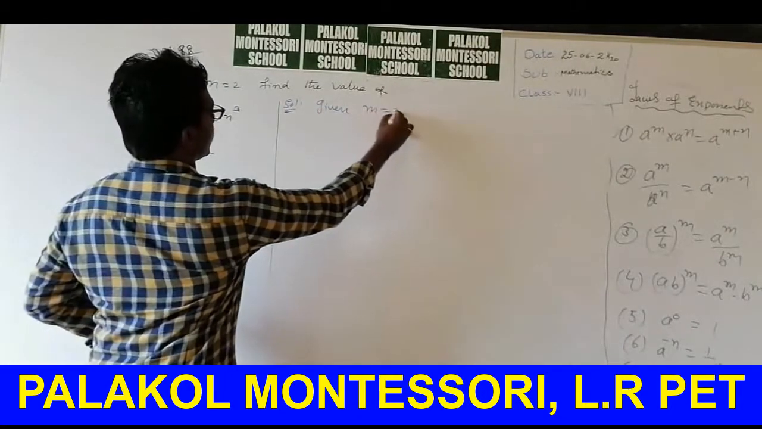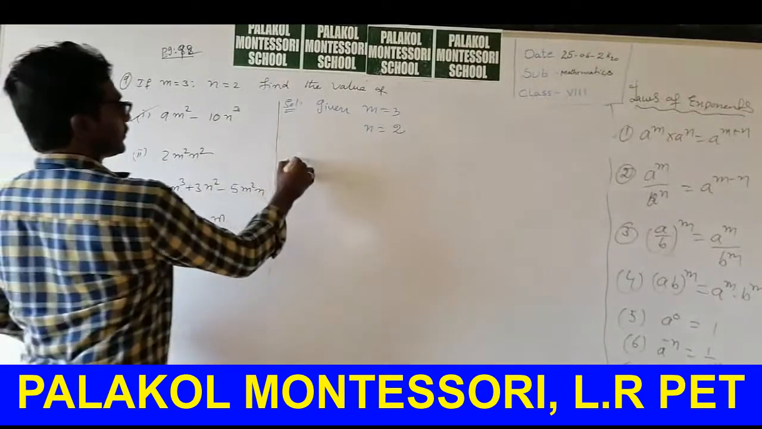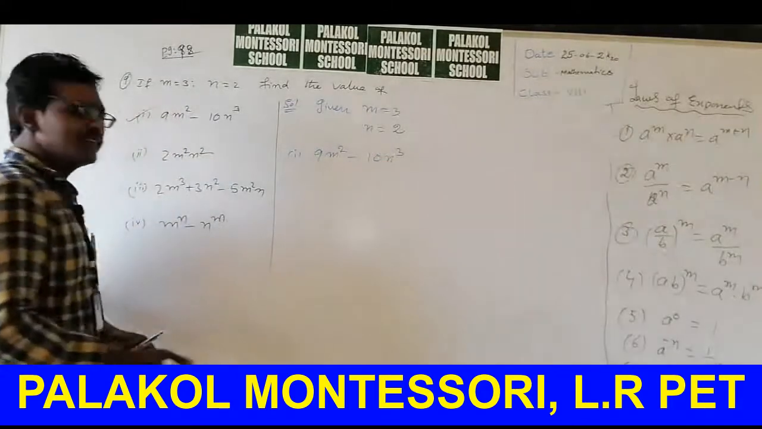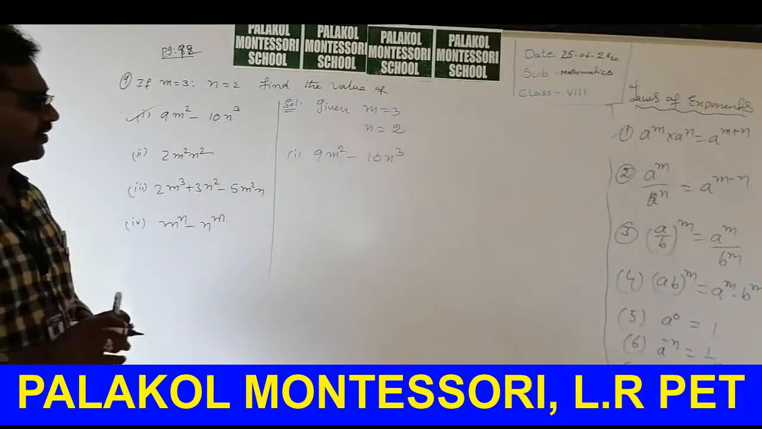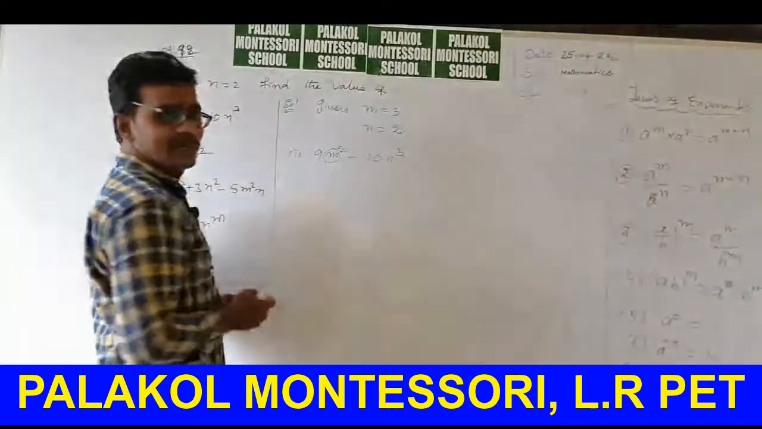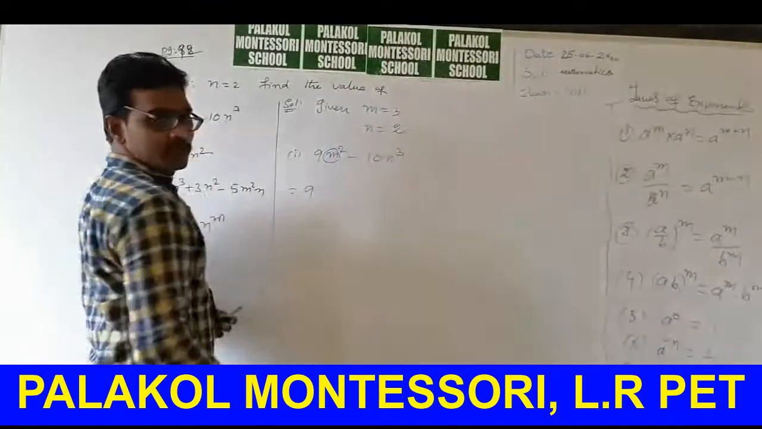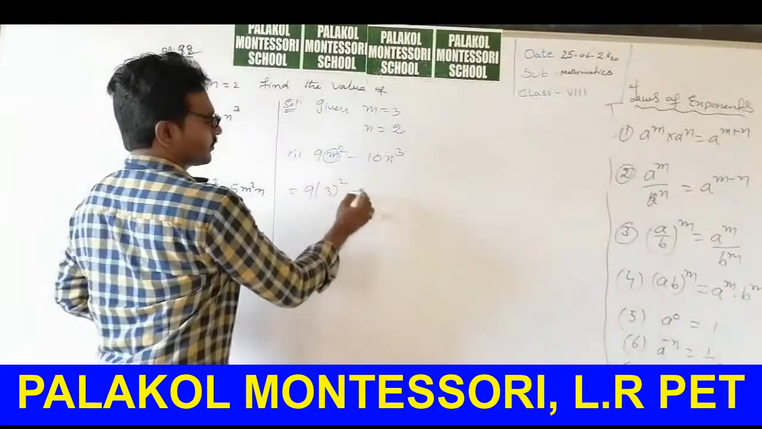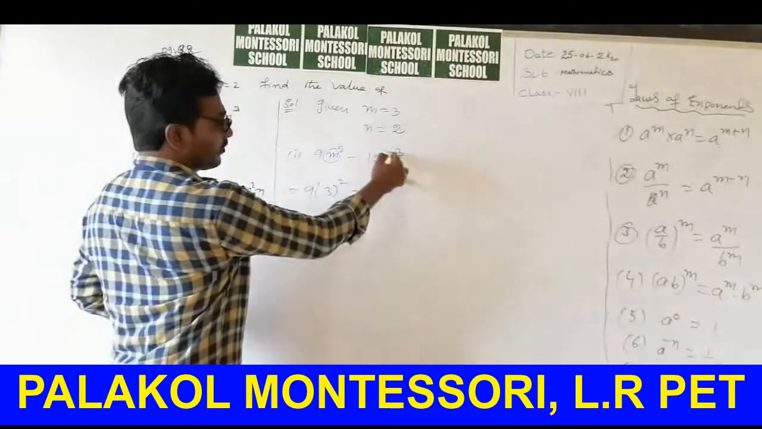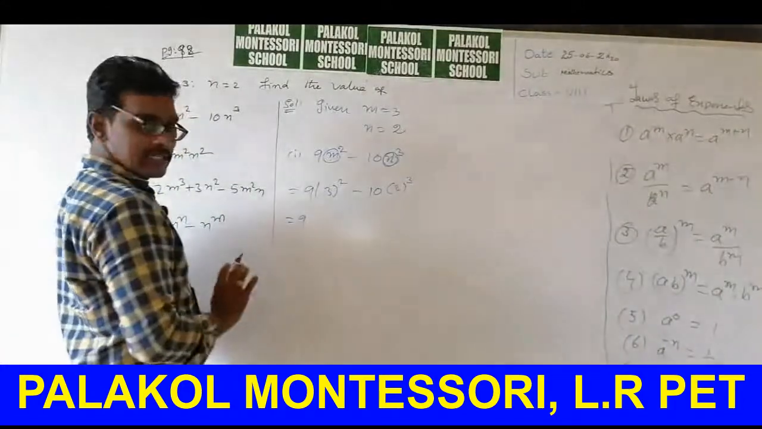Given m is equal to 3, n is equal to 2. First question, 9m square minus 10n cube. Very easy. In the m place you write the m value, in the n place you write the n value, and then simplify. 9, in m's place what is the value? 3, 3 power of square. 10, this coefficient doesn't change. In n's place you write the n value, 2 cube. The 9 doesn't change either.